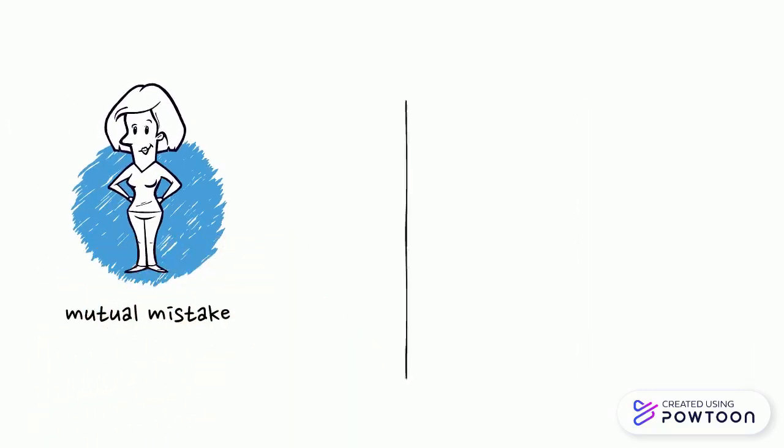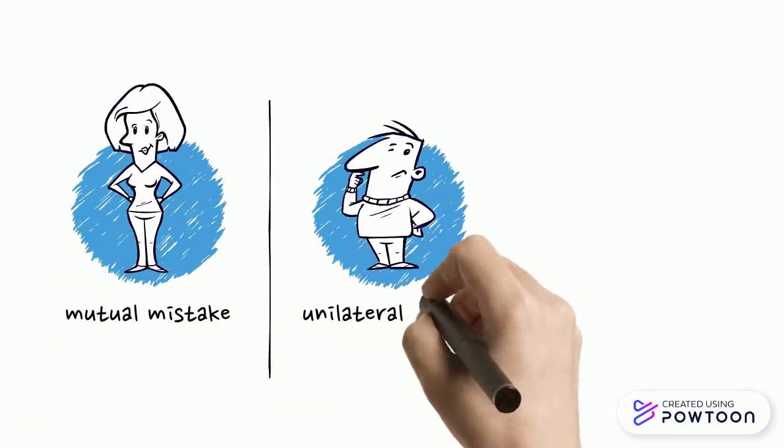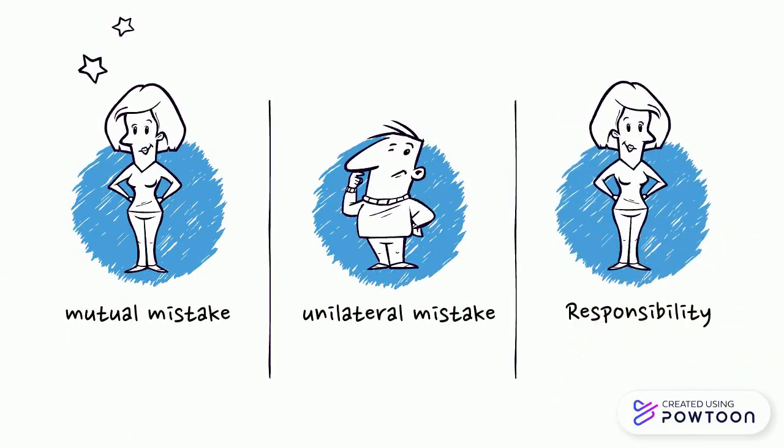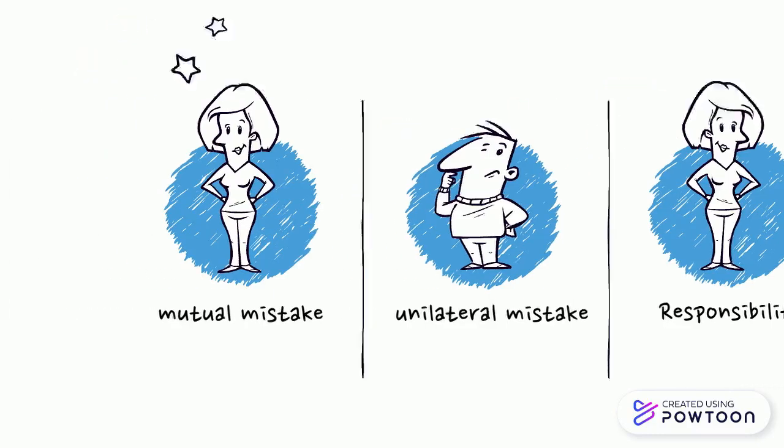Contract interpretation generally becomes necessary when a mutual mistake has been made. This refers to both parties being mistaken. Further, contract interpretation may also be necessary when a unilateral mistake has been made. Unilateral mistakes are mistakes in which only one party to the contract is mistaken.